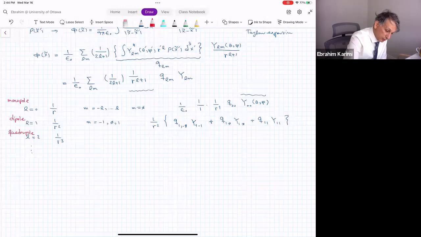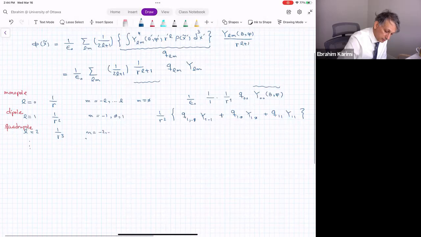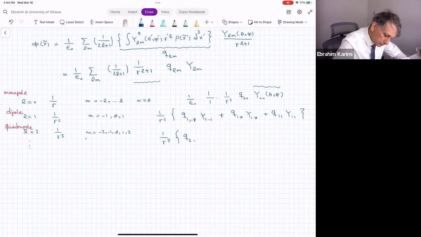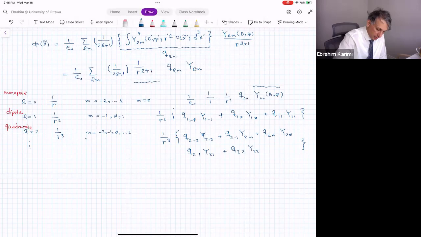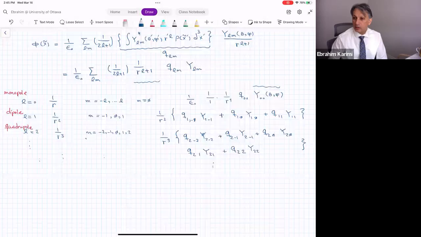And the quadrupole has this term, which means that M is changing from minus 2, minus 1, 0, 1, and 2. And therefore, that goes with r to the power of 3. And the contribution that we have is Q2,-2 Y2,-2, plus Q2,-1 Y2,-1, plus Q20 Y20, and then Q21 Y21, plus Q22 Y22. Okay. And of course, we have other terms as well. For the hexapole, that will be L equal to 3, which will be 1 divided by r to the power of 4, and etc.